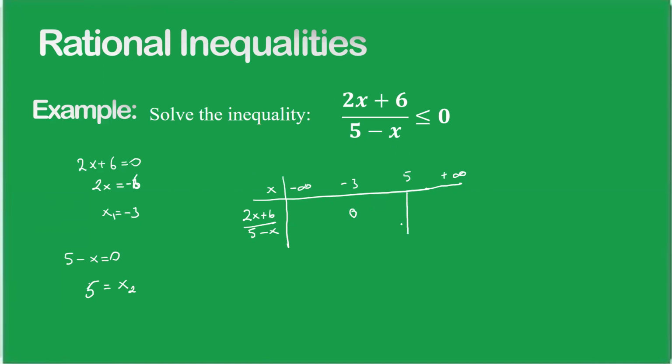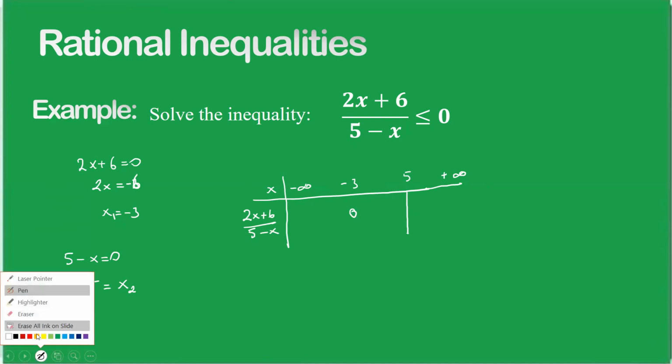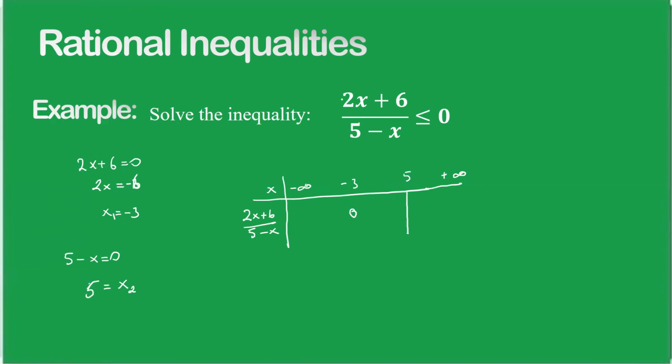so we have to draw line segments. What about the first sign? It is important now. Here the leading term is 2x, its sign is positive. Here the leading term is minus x, its sign is negative. So here we have positive over negative, and the result is negative.